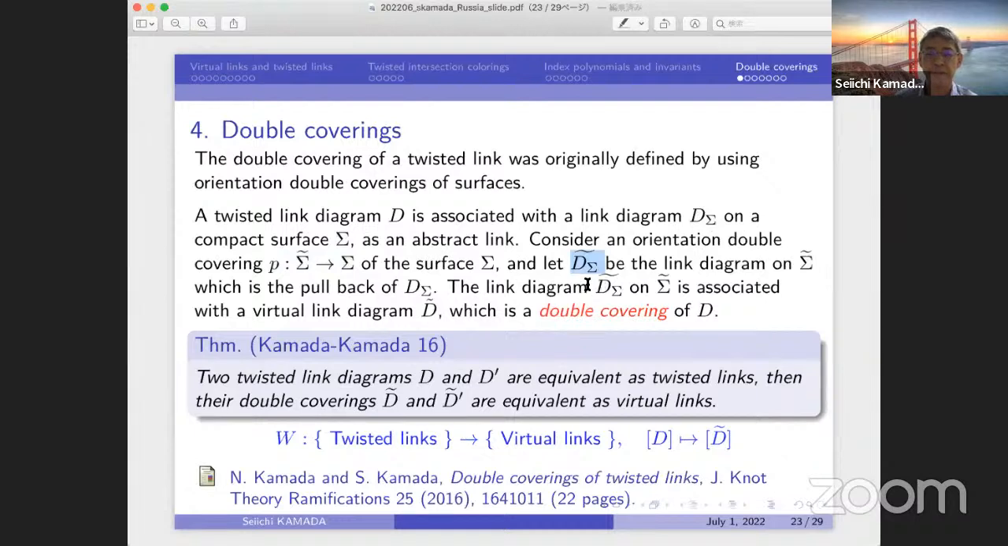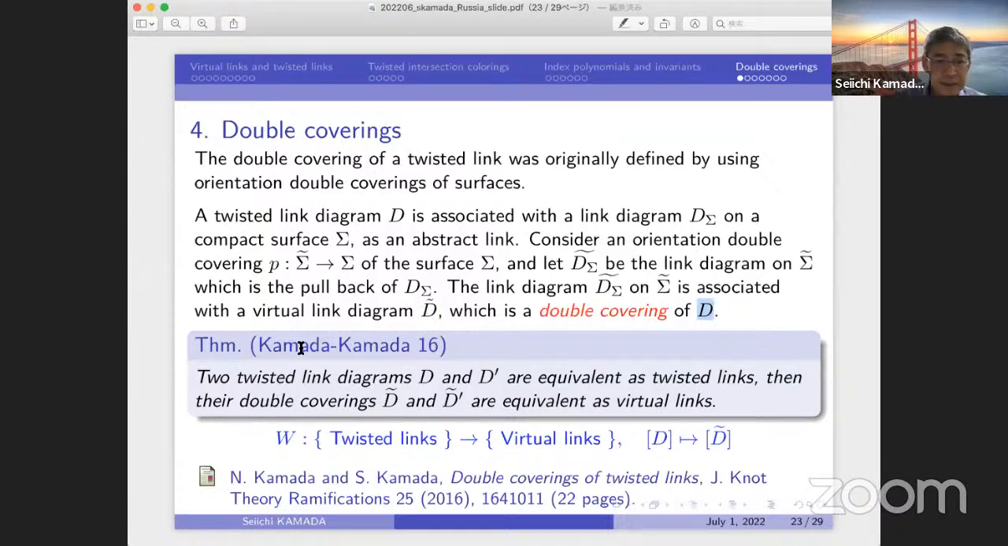And this is an abstract link. And the link diagram is associated with a virtual link diagram, D tilde. Now, sigma tilde is an orientable surface, and we give it an orientation. Then it is an abstract link in the classical sense, in the usual sense. So we have a virtual link diagram, D tilde. So this D tilde is a double covering of D.